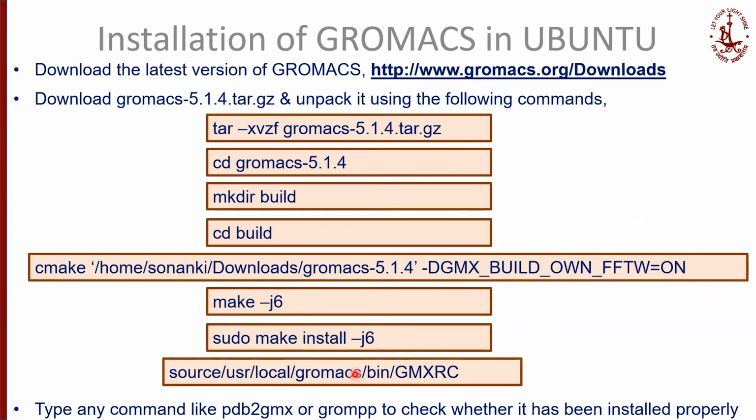Now, in order to get all the commands to work properly in your window, this is the command that is used: source /usr/local/gromacs/bin/GMXRC. When you are installing or unpacking the GROMACS folder, in that folder you will have the source folder. Inside that, you will have usr, then you will have the local gromacs bin folder. In the bin folder, you will get everything, each and every command is given over there.